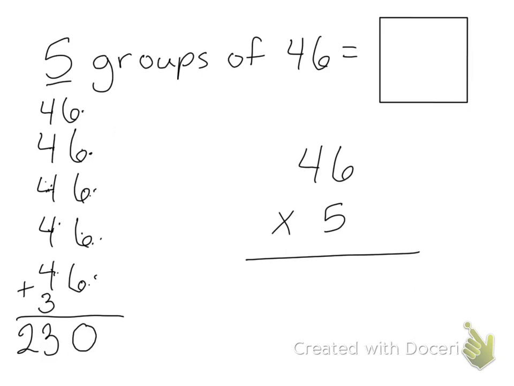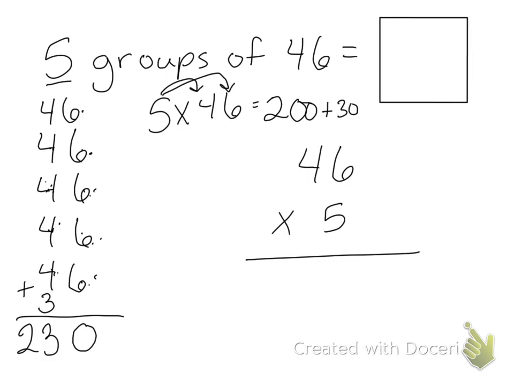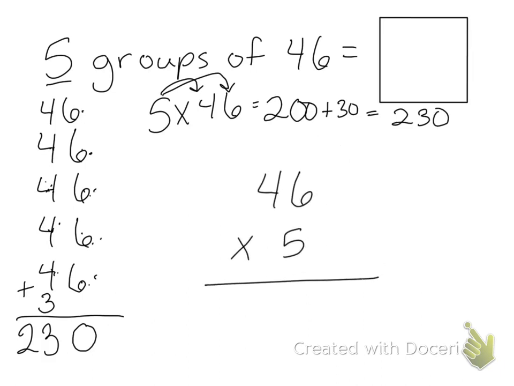Okay, I can also solve this using mental computation, and that's where I have 5 times 46. I think 5 times 40 is 200, and then 5 times 6 is 30. So 200 plus 30 equals 230. And then the third way is to do the multiplication algorithm.